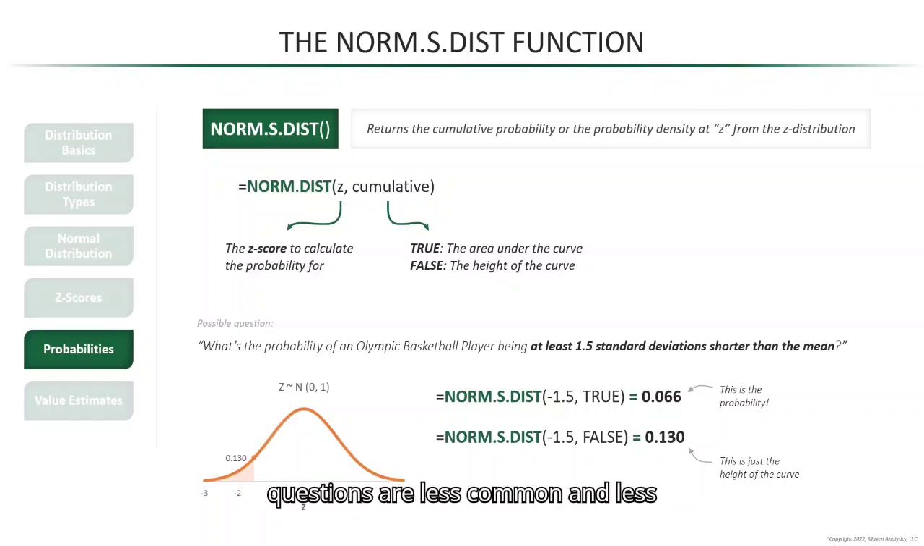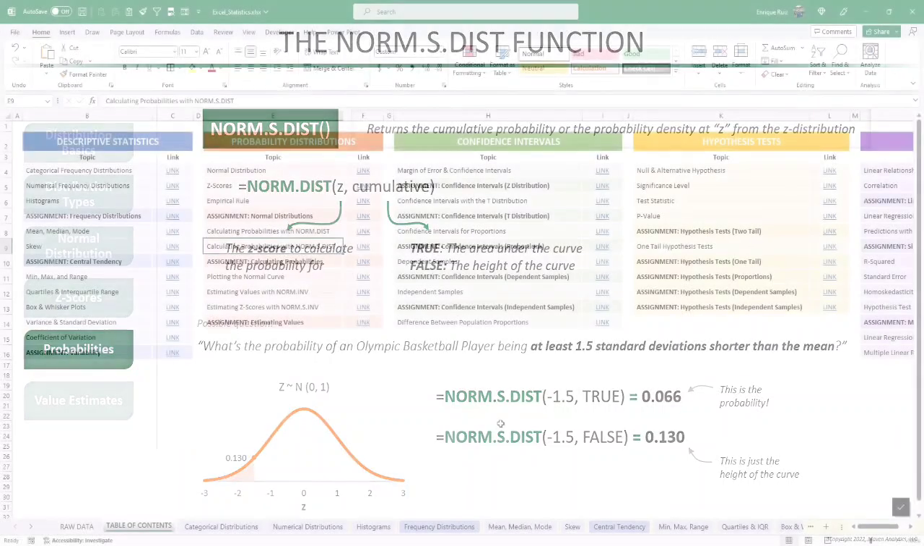Granted, these sorts of questions are less common and less intuitive than the ones that we saw in the previous lecture, but it is important that we start getting used to this function and calculating probabilities based on z-scores, since it's going to come in very handy when we're doing hypothesis tests. So let's quickly head over to Excel and go over an example.